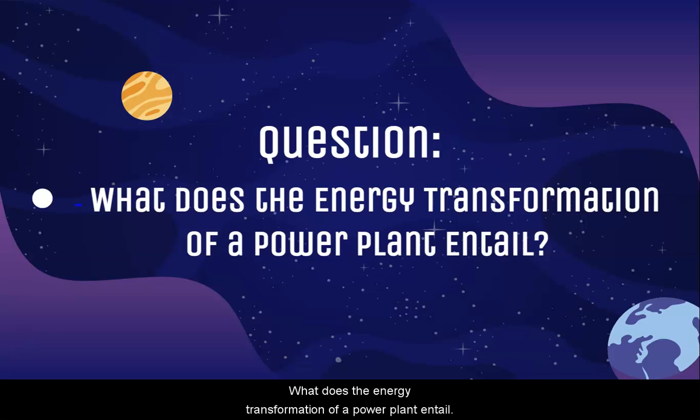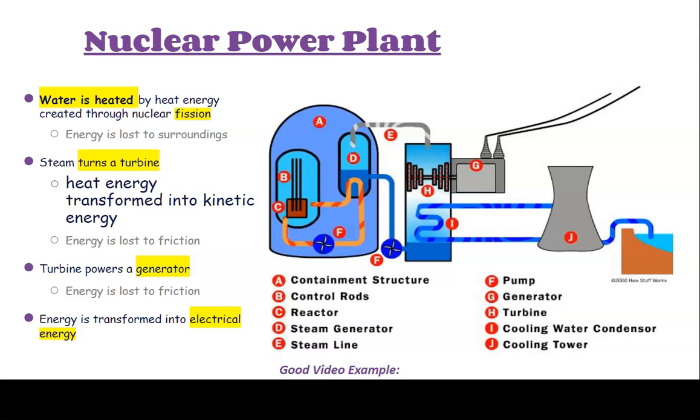So what does the energy transformation of a power plant entail? Well, it's a nuclear power plant. Water is heated by heat energy created through nuclear fission. So the heat energy that heats the water is through a radioactive fission reaction, and then the energy is lost to surroundings. So they're trying to contain it to the heat, but then you always do lose some energy.